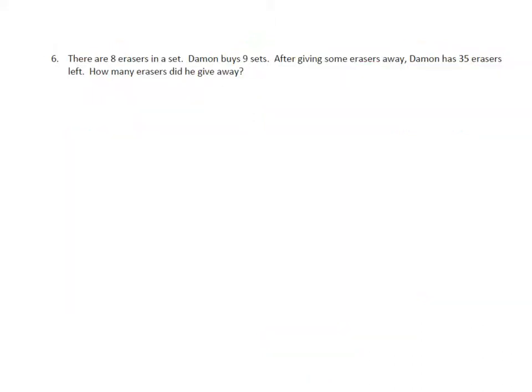Let's take a look at number 6. It says there are 8 erasers in a set. Damon buys 9 sets. After giving some erasers away, Damon has 35 erasers left. How many erasers did he give away?